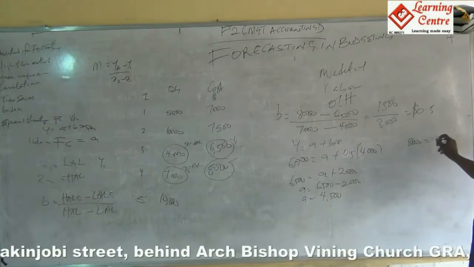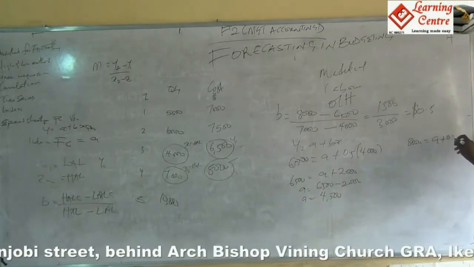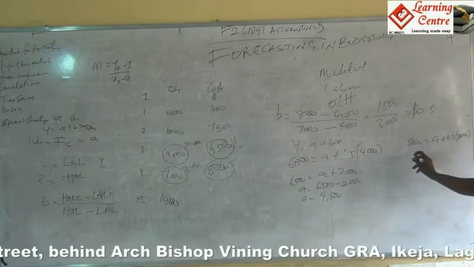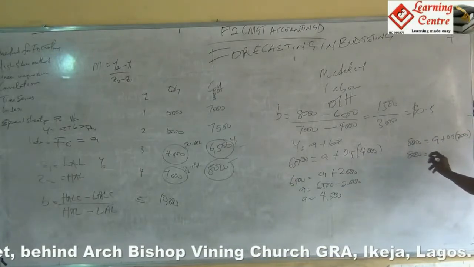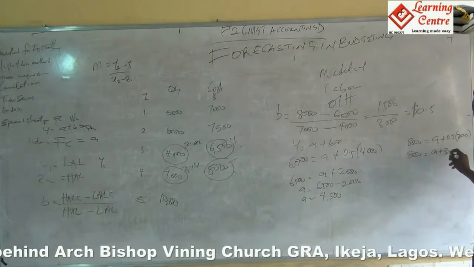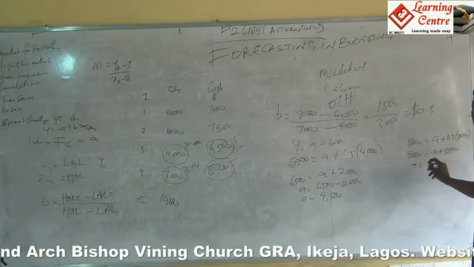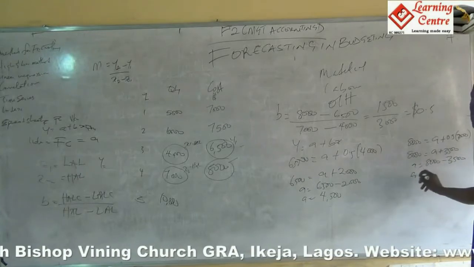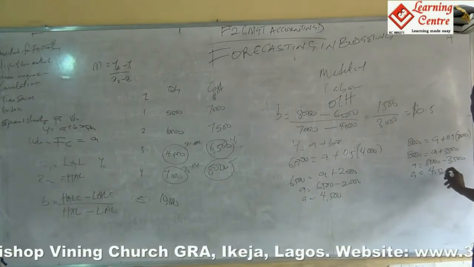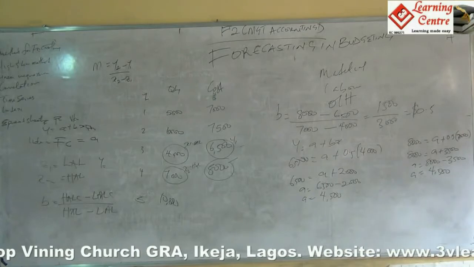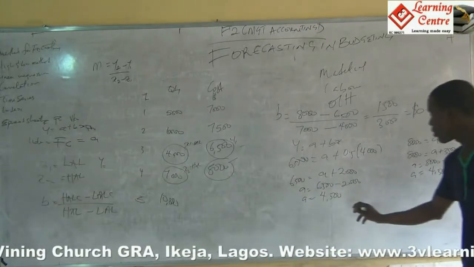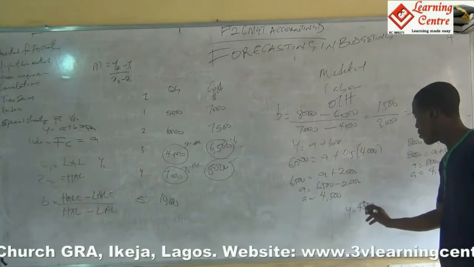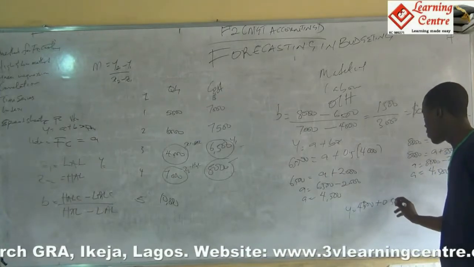If you use that, 8,000 equals a plus 0.5 into 7,000. 8,000 equals a plus 3,500. A will be 8,000 minus 3,500. A is 4,500. So it means that our function is then Y is the cost 4,500 plus 0.5 X.